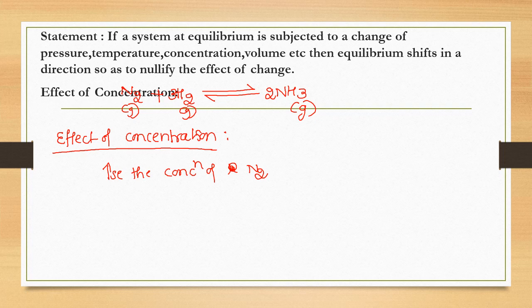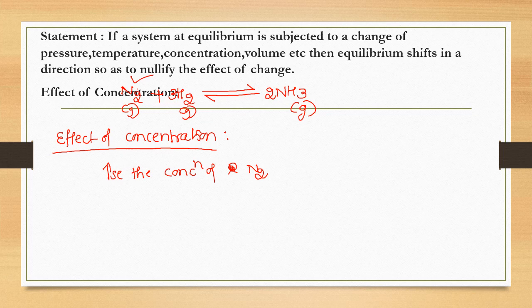Similarly, this reaction is already at equilibrium. You're changing the concentration, you're disturbing the equilibrium. How? By increasing the concentration of nitrogen. So what happens? The system gets disturbed. So what should the system do? The increased reactant must get consumed, isn't it? So you're increasing the concentration of nitrogen, which means the system gets disturbed.